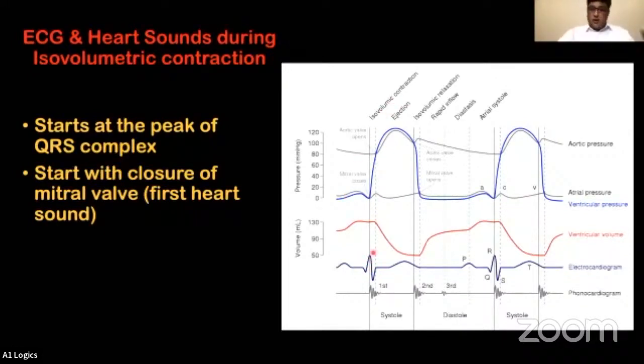And we can also say that it starts with the closure of the first heart sound. This is the point where the mitral valve closes, because the pressure in the ventricle starts increasing, the mitral valve closes, the first heart sound begins. When I say mitral valve, it also means the tricuspid valve as well. So the AV valve closes, right?